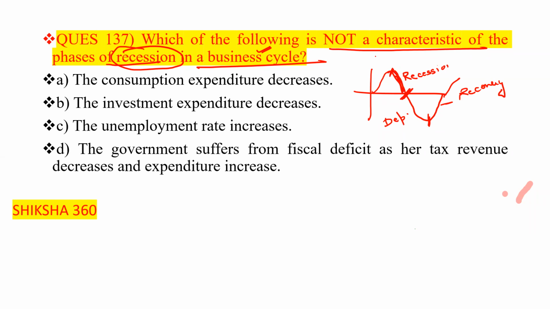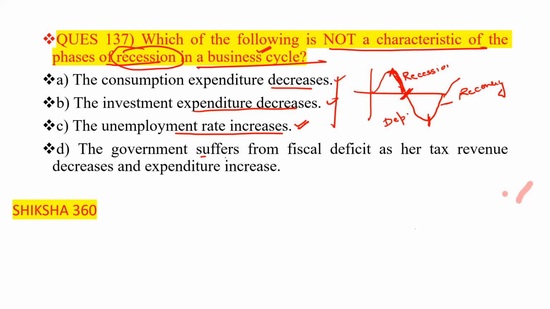Which of the following is not a characteristic of the phase of recession in a business cycle? The consumption expenditure decreases. This one is true, the consumption is going down. The investment expenditure also decreases because there is less demand. The unemployment rate increases. This is also correct, as the demand is going to decrease, so the unemployment rate is going to increase. So all three points are correct.